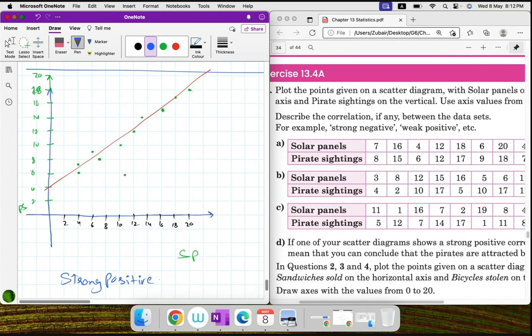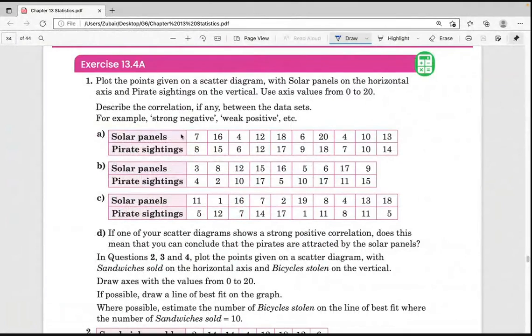Okay, now these questions will take very long if we go through all of them and draw all of them. So we are going to skim through the questions and see if there is anything different. Parts A, B, and C are the same; we just have to plot them and write the relation. Part D says if one of your scatter diagrams shows a strong positive correlation, does this mean that you can conclude that the pirates are attracted by solar panels?